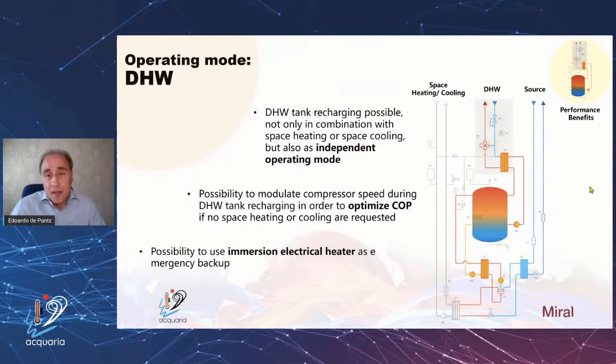And the last operating mode is domestic water production only. So if there is no request of space heating or cooling in that moment, the units can work as, let's say, independent domestic water production. Can be, again, only at the tap for using the instantaneous production, also as a tank replenishment. So in this case, the tank heat exchanger is working as a condenser, and I'm evaporating on the loop with some cooling energy.